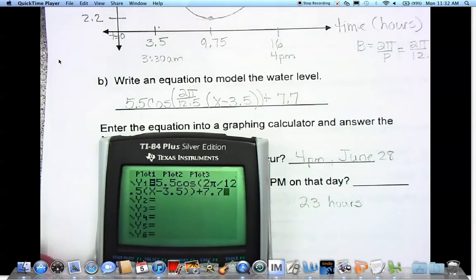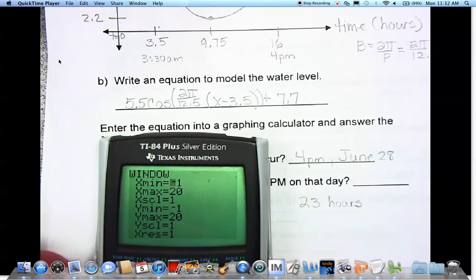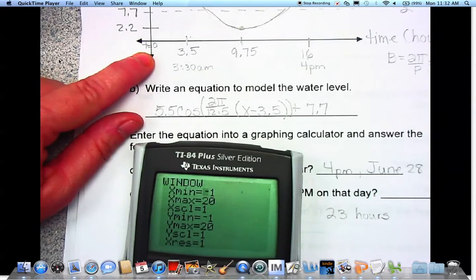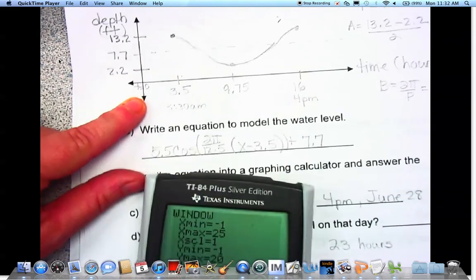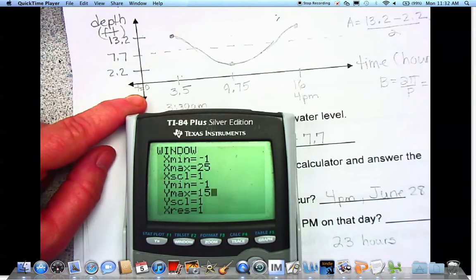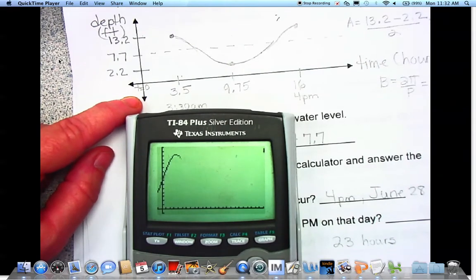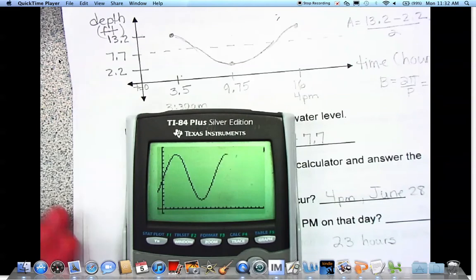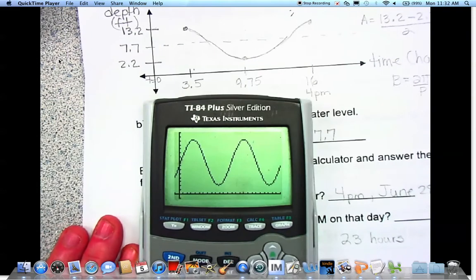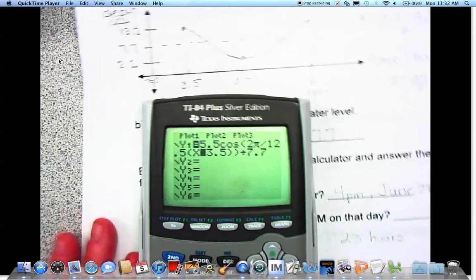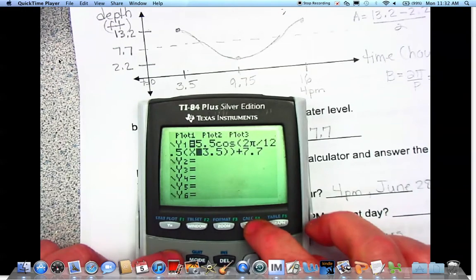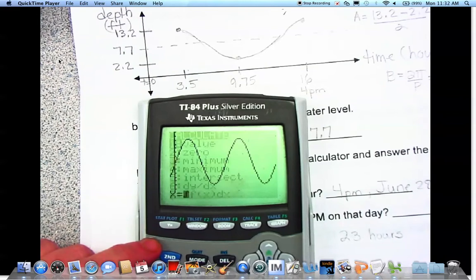Okay, so first of all, I need to graph this. What would I put for the window? It's been about 25, at least 25. That's all I changed, the Y max. The X max doesn't need to change. It can be 15. I have 20 on it, but it could be 15. Then where do we put 23 hours? X value, 23.